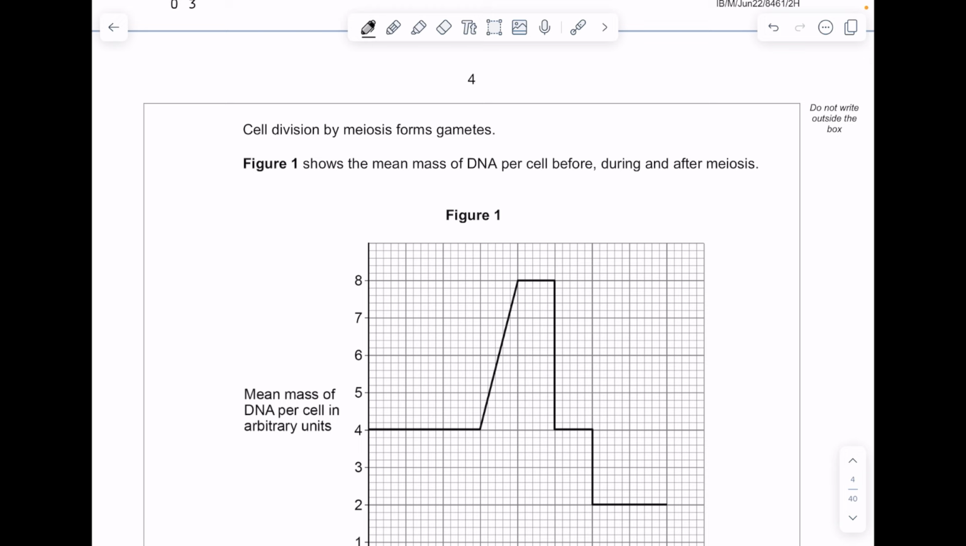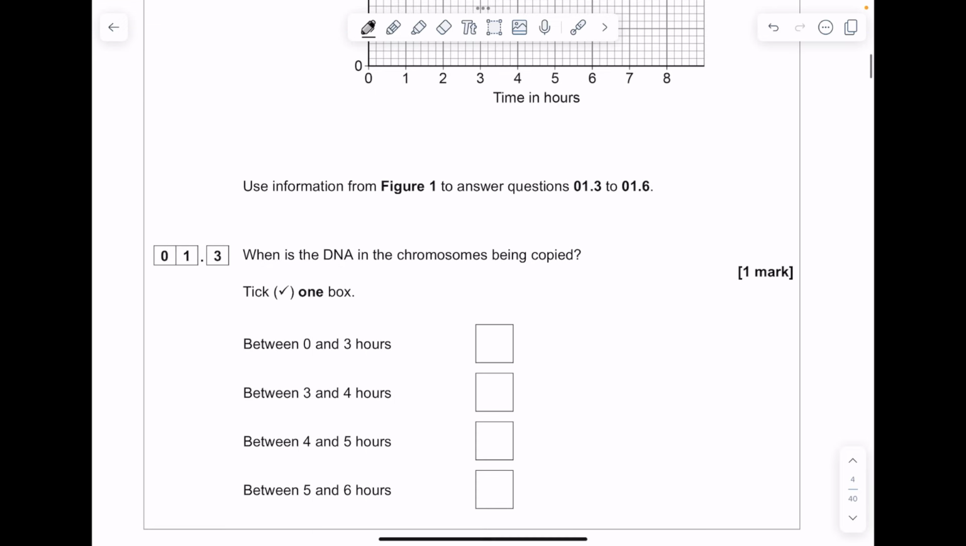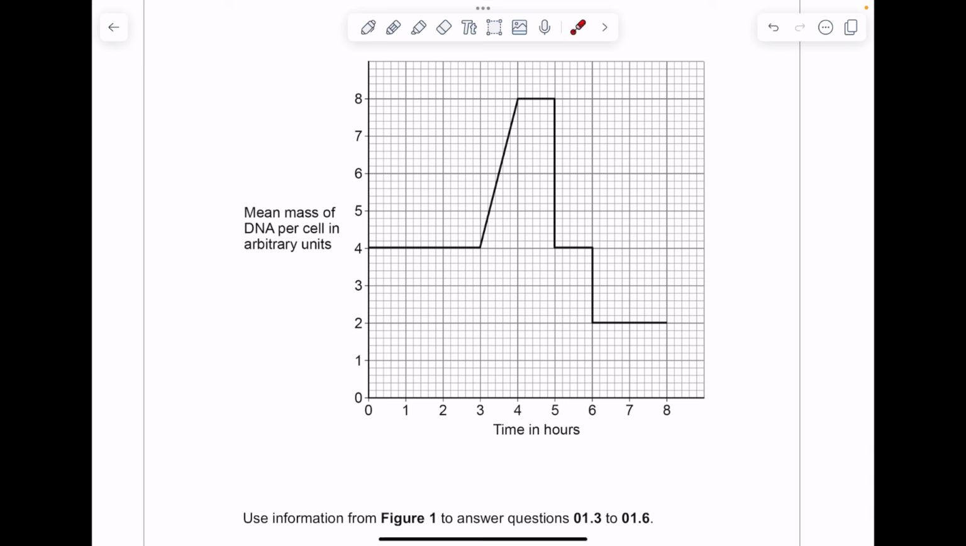Cell division by meiosis forms gametes. Figure 1 shows the mean mass of DNA per cell during, before, and after meiosis. Use information from figure 1 to answer these questions. When is the DNA in the chromosomes being copied? So you'll see an increase in mass when that DNA is being copied. So it's down here between 3 and 4 hours.